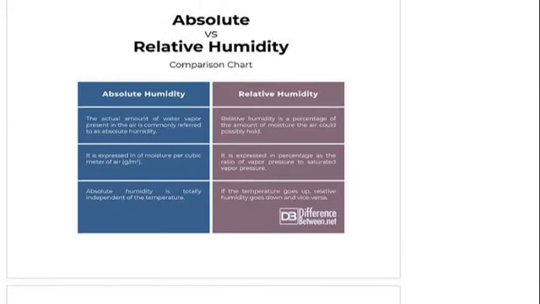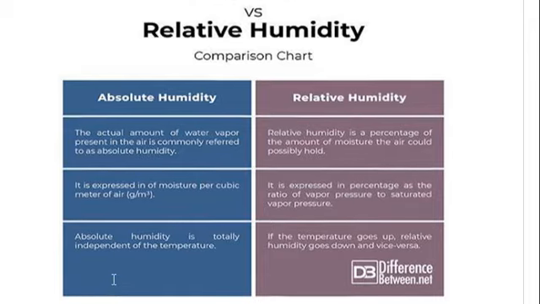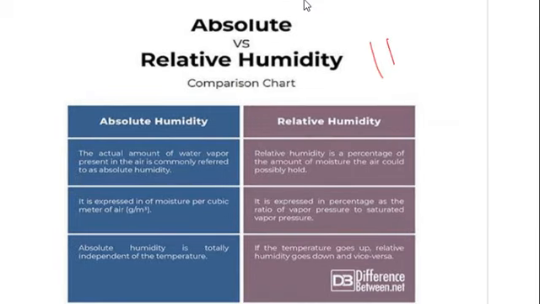First, before knowing how they form, we have to know about the definitions. First, you know what is humidity, right? It is the moisture present in air. That is simple. Furthermore, what is absolute humidity? The actual amount of water vapor present in the air is commonly referred to as absolute humidity. That is the amount of humidity present in air. It may be in grams, kilograms, whatever.